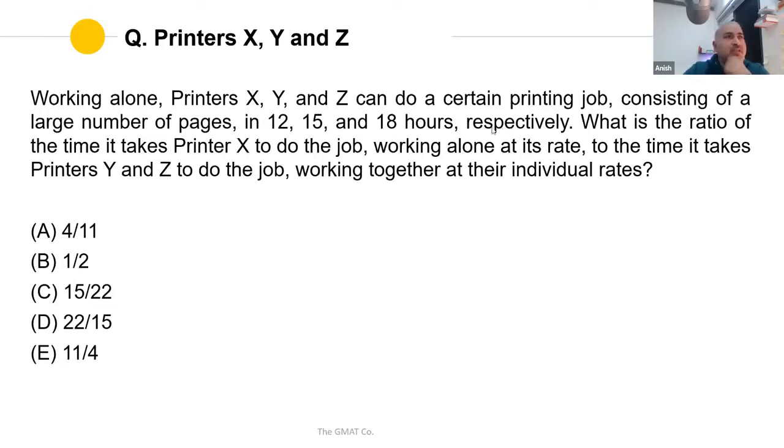Okay. What is the ratio of the time it takes printer X to do the job working alone at its rate, which is 12 hours, to the time it takes printers Y and Z to do the job working together at their individual rates? So what do we need to figure out here? We need to figure out a ratio. Time taken by X alone to finish the job is to time taken by Y and Z working together to finish the same job. All right, how do we go about it?